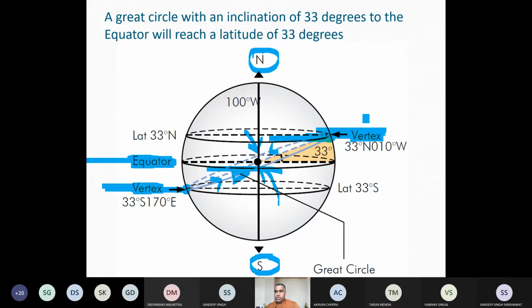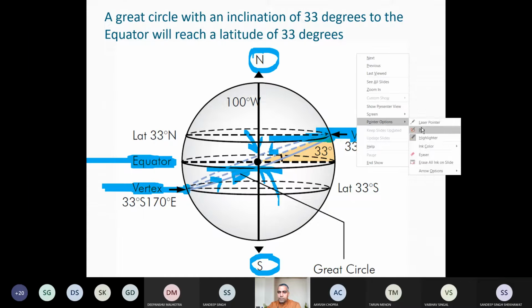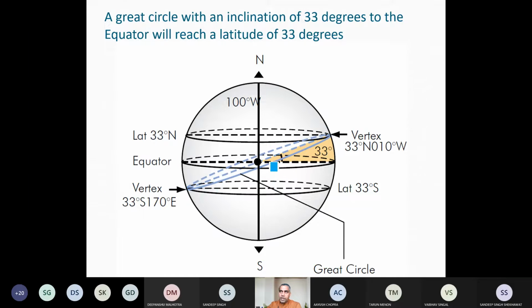And if you are moving in the westerly direction, the course at the vertex would be 270. Another important property of vertex is, if you look carefully, there are 4 reference points in this blue color circle. 2 points where it is crossing the equator, they can be called equator crossing points, and 2 points which are shown as the vertex.